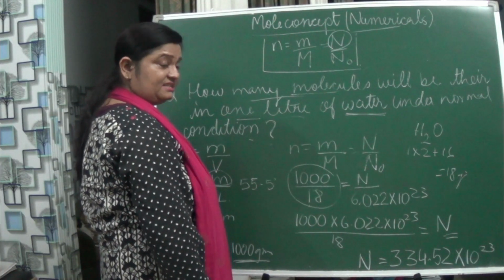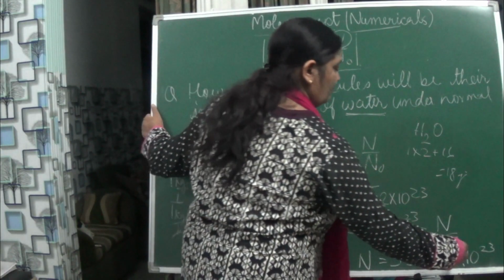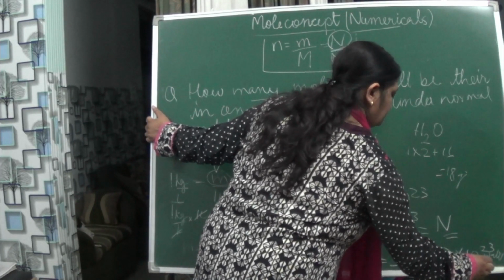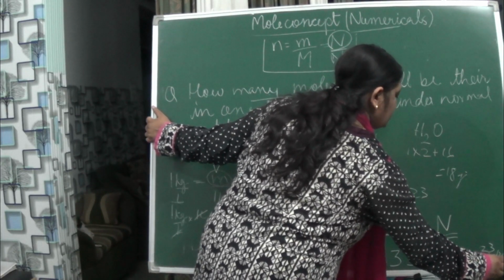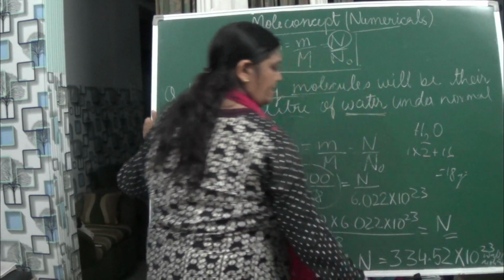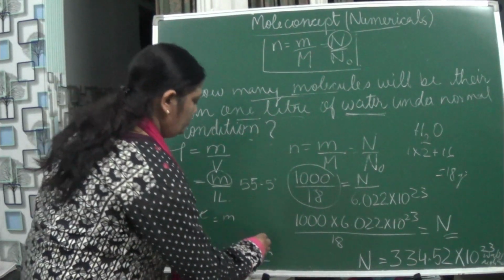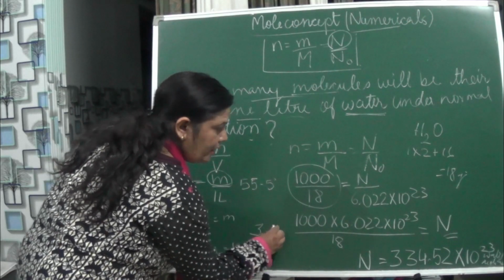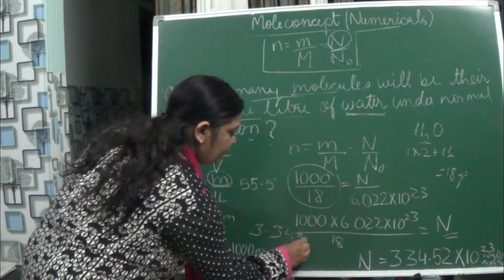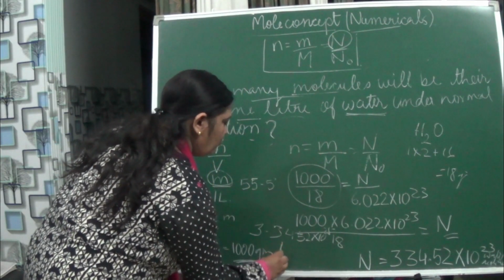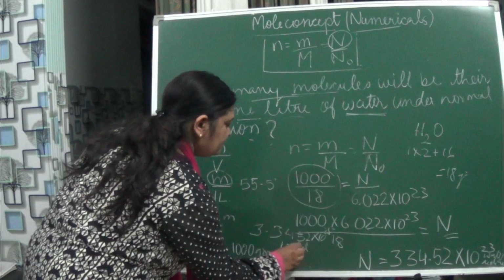Again I am saying, is this right? You have to write number of what? Water molecules. You have to complete it, otherwise your marks will be deducted. And if you want to change it to more significant figures, you can write 3.3452 into 10 to the power 25 water molecules.